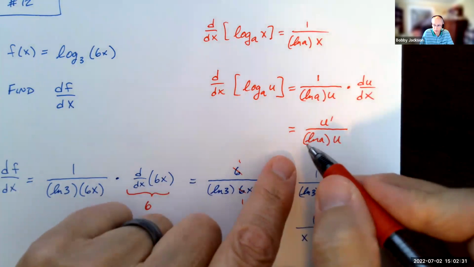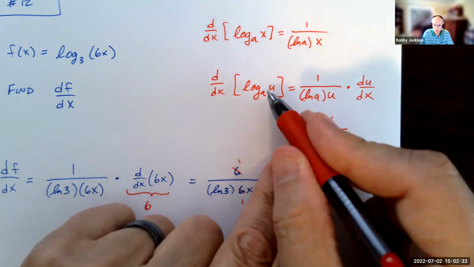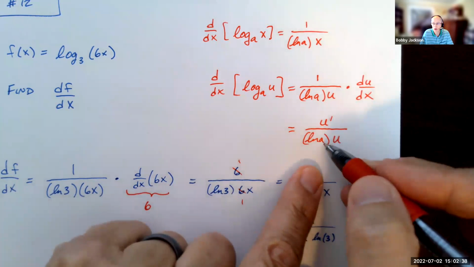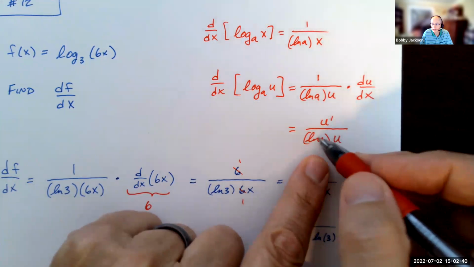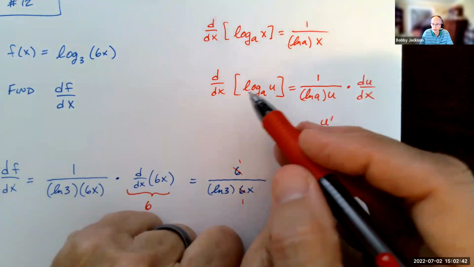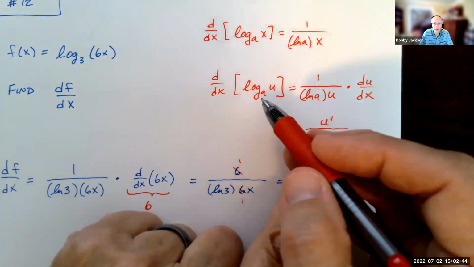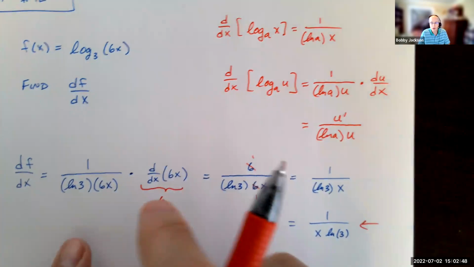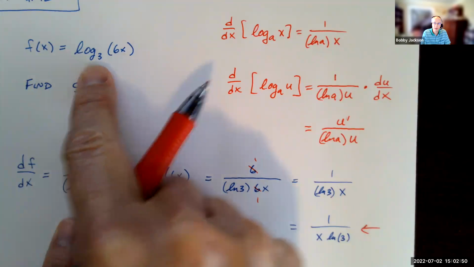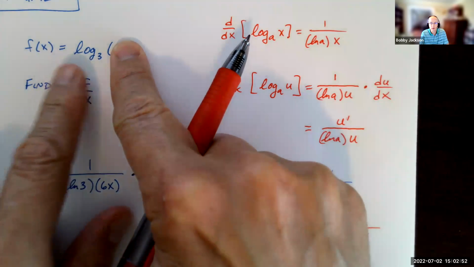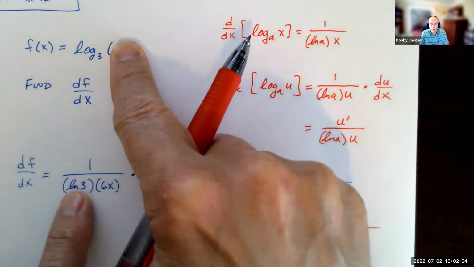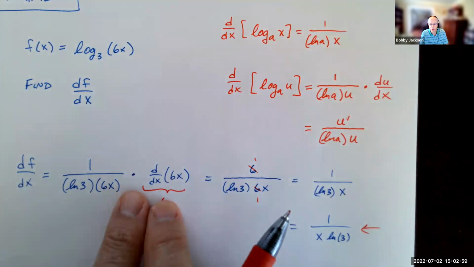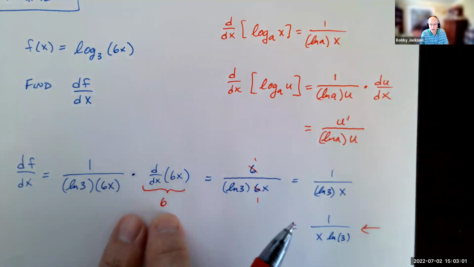Very similar to when we did the natural log of u, that derivative came out to be u prime over u because the natural log of e is 1. And so you can see this little factor comes into play if the base of our logarithm is something other than e, which it is in this case, right? It's base 3. So when we use this rule, the derivative of this is the derivative of the outer function, 1 over the natural log of 3 times what? u, which is 6x, times the derivative of the inner function. The derivative of the inner function, 6x, is just 6.